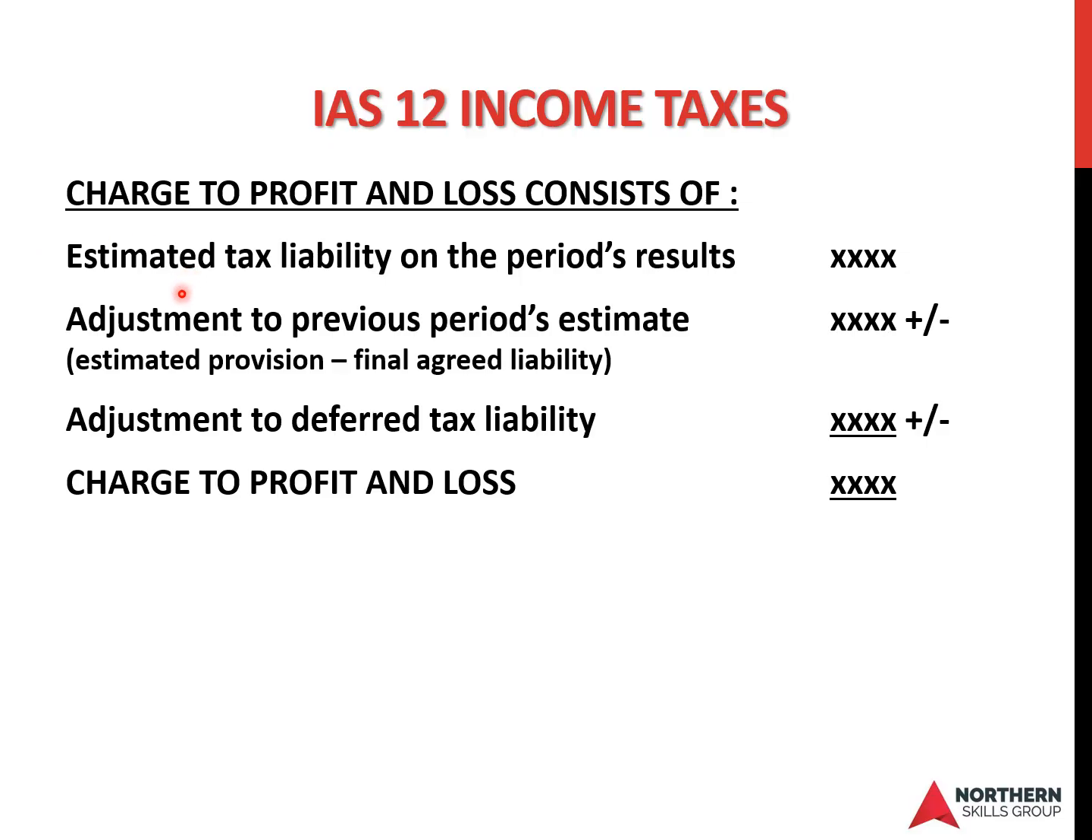So it's an estimate for the current year, it's an adjustment to the previous year, and it's an adjustment to the deferred tax liability, and those two can be either a positive or negative figure. That gives the final charge to the profit and loss account. And so remember, when you're preparing the cash flow, that's not the figure to take, because it includes estimates and provisions and so on. For the cash flow, you need the tax actually paid during the year. So that's the figure in the profit and loss account. On the next slide, we'll just have a quick chat about deferred tax.